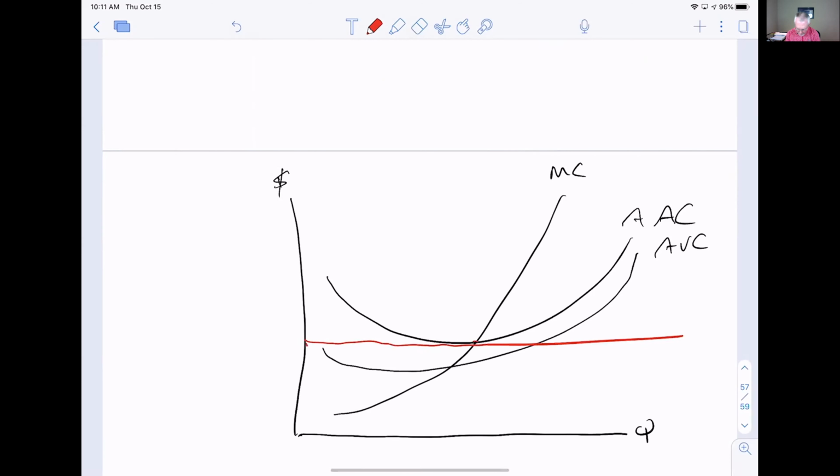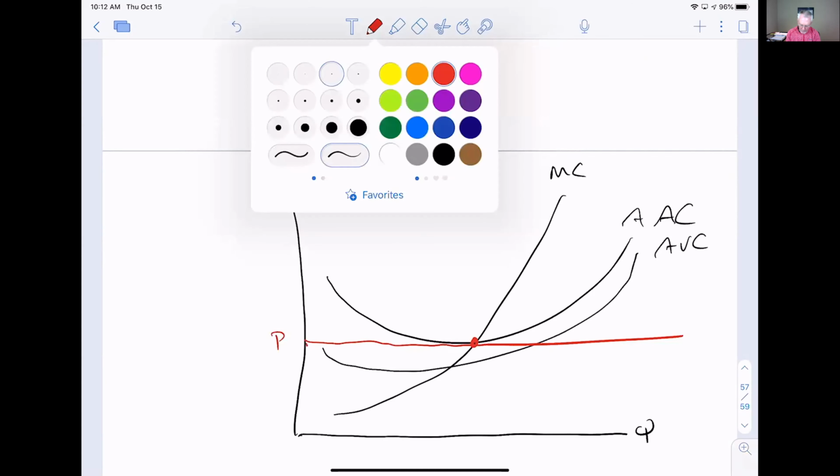my rule is to produce where price is equal to marginal cost, but it has to be at least as great as average avoidable cost. And since marginal cost goes through the minimum point on the average avoidable cost curve, it will be at that minimum point where the decision to operate or to shut down occurs. So this becomes my rule here.